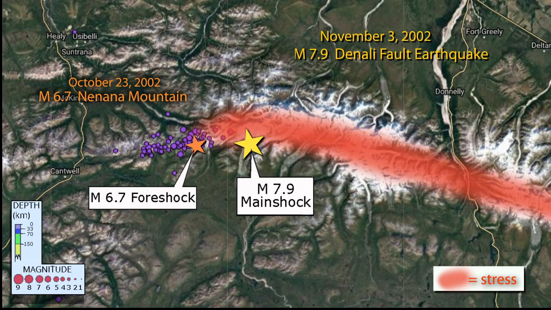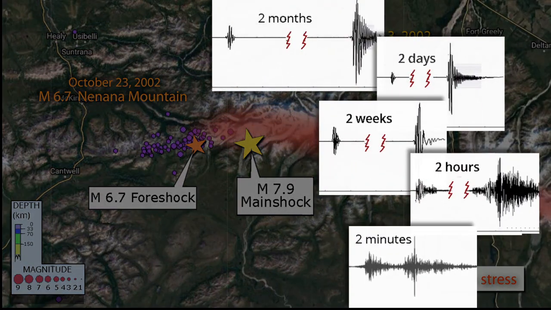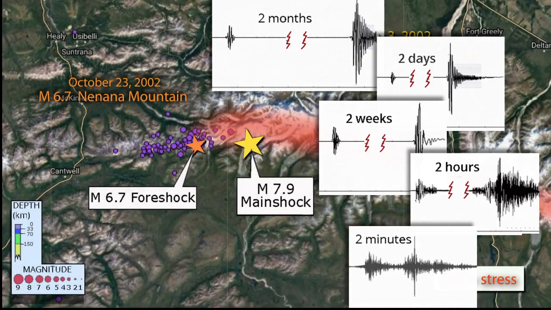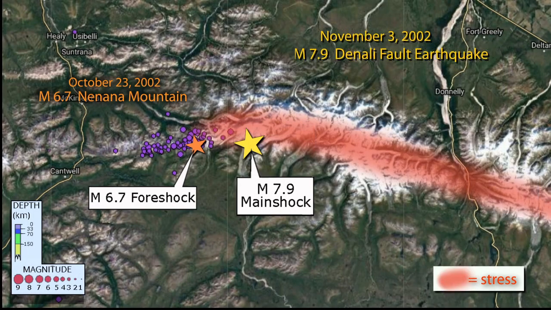That magnitude 7.9 main shock was destined to eventually occur, but was hastened by the change in stress caused by the foreshock. Seismologists have analyzed countless foreshock-main shock pairs of earthquakes, and earthquake triggering in general. Unfortunately for earthquake prediction, there are no special characteristics of an earthquake that let us know it is a foreshock of a larger main shock that is yet to come.